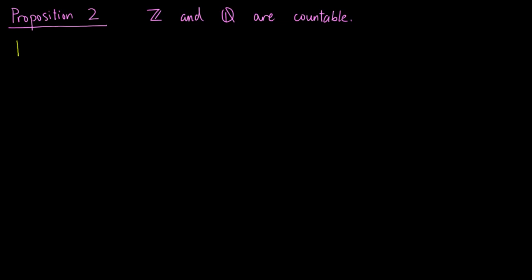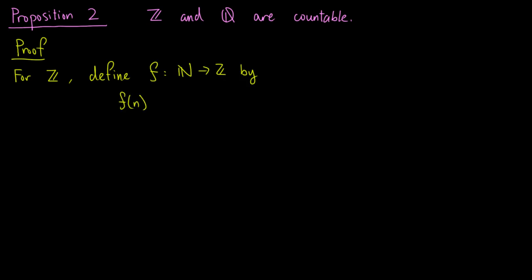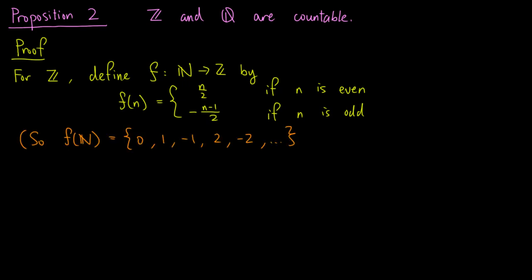The second proposition asserts that the integers and the rational numbers are countable sets. Let's first prove that the set of integers is a countable set. We define a function f from the natural numbers to the integers by f of n equals n over 2 if n is even, and negative n minus 1 over 2 if n is odd. This means that the image of f can be listed as 0, 1, negative 1, 2, negative 2, and so on. This is clearly the set of integers. It is easy to check that f is bijective, which implies that the set of integers is countable.